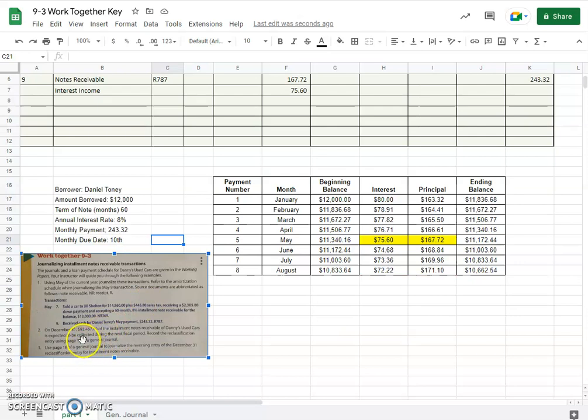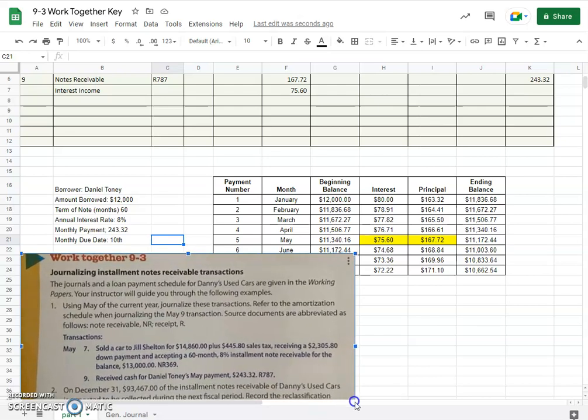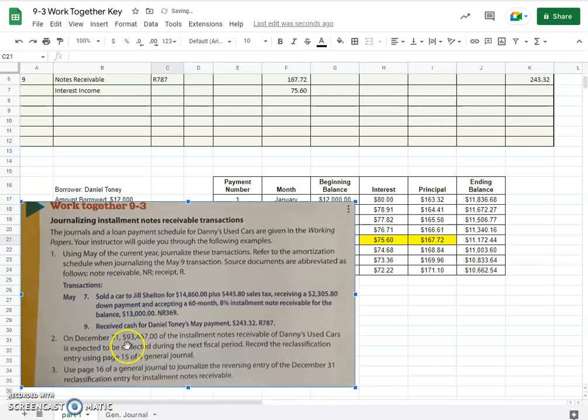Now, the next part of our problem says that on December 31st, we have $93,467 of installment notes receivable expected to be collected during the next fiscal period. So those need to become current, right? Because they're in the next period. Within the year, you consider things current. Record the reclassification entry using page 15 of the general journal.